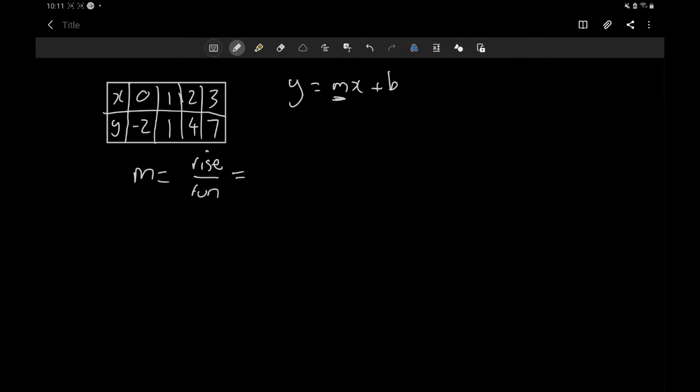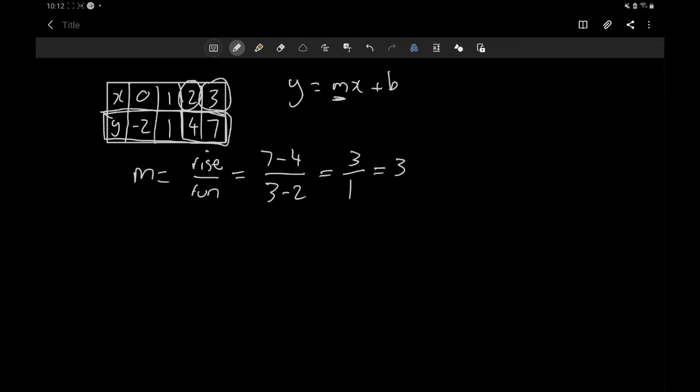So you know that the rise will be the values down here. So let's pick some numbers. I'll pick 4 and 7. So rise will be 7 minus 4. And the run will be these two numbers here. So it'll be 3 minus 2. So 7 minus 4 is 3. And 3 minus 2 is 1. So therefore the gradient is 3.